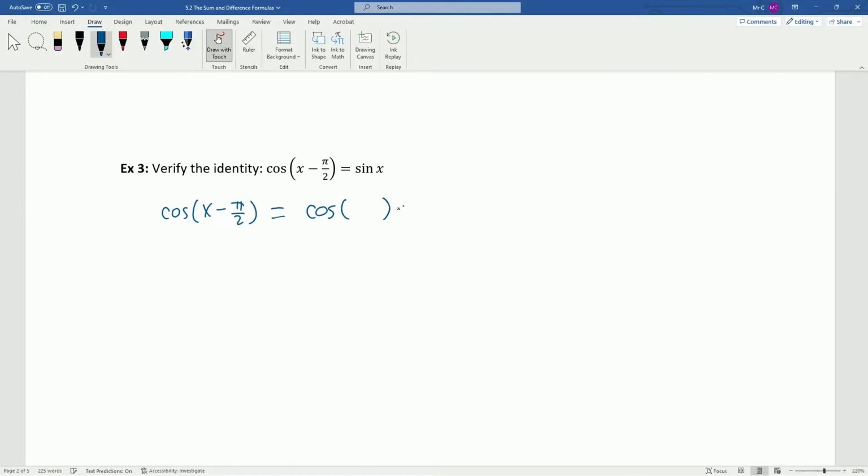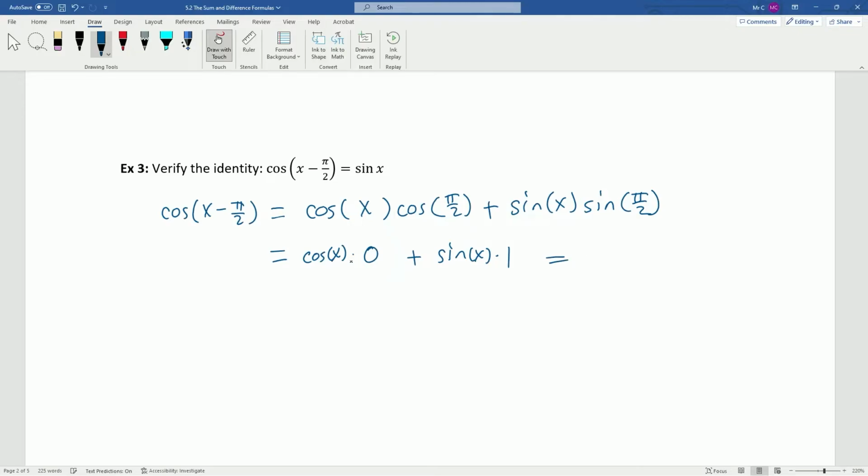So we're dealing with cosine again, and I know my formula for cosine is cosine, cosine, sine, sine, and the sign in the middle is opposite. So this is x, pi over 2, x, pi over 2. Cosine of pi over 2 is 0, so this becomes cosine of x times 0, plus sine of x times sine of pi over 2, which is 1. Cosine of x times 0 is 0, sine of x times 1 is just sine of x. Done.